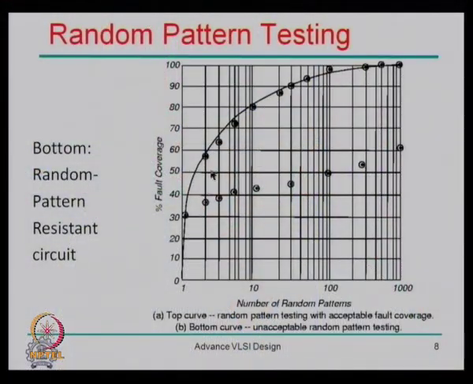So if you have a large number of such patterns which are needed to be generated, you may not be able to achieve very high coverage. But by and large, for most of the circuits, you are likely to get this kind of curve. Hence if we do random patterns, the key issue is that the patterns must be random. If they are not random, they may be biased and you may not be able to get this curve.